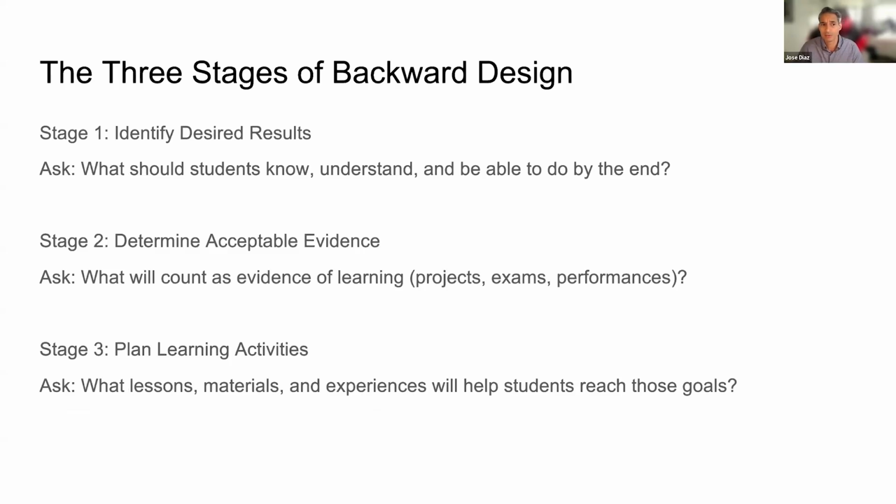So here are the three stages. First, you have to identify desired results. What should students know, understand, and be able to do by the end of the course or the module? Most of the time, your department will hand you these learning objectives.